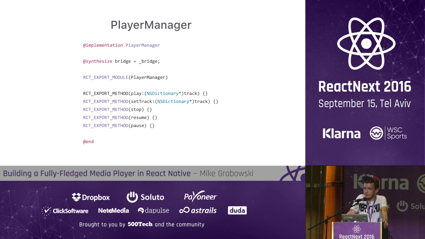So all we have to do is define these methods and wrap them with the RCT export method macro, which makes these methods callable from JavaScript. And now, Objective-C is a typed language. So as you can see, a track is, for example, an NSDictionary. It's just an object that you can access with an array notation.